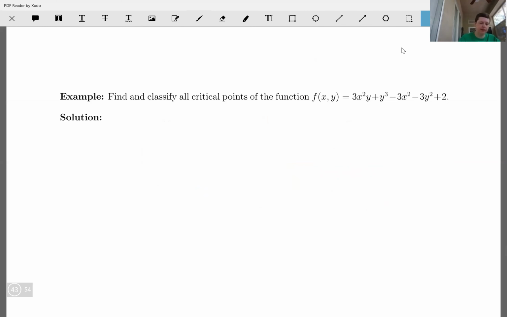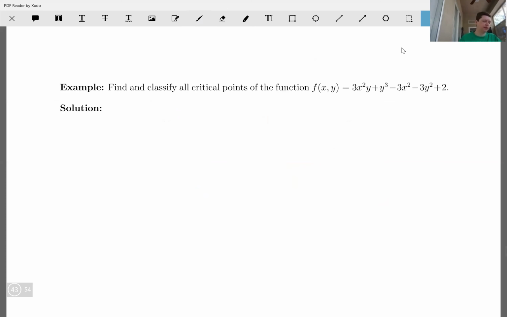Let's find and classify all the critical points of this function, and that's going to conclude this particular recording. Next time we're going to talk about absolute maxima and minima, which is going to be much more fun. Okay, so here we go.